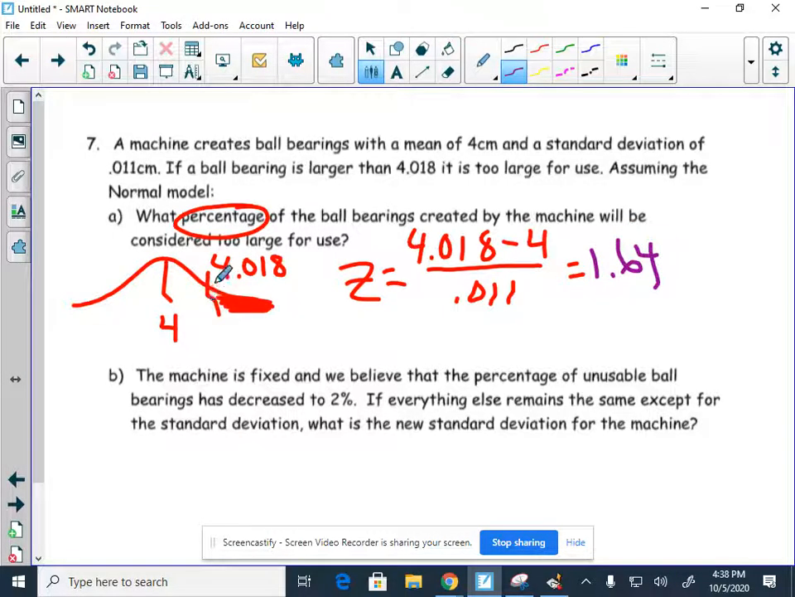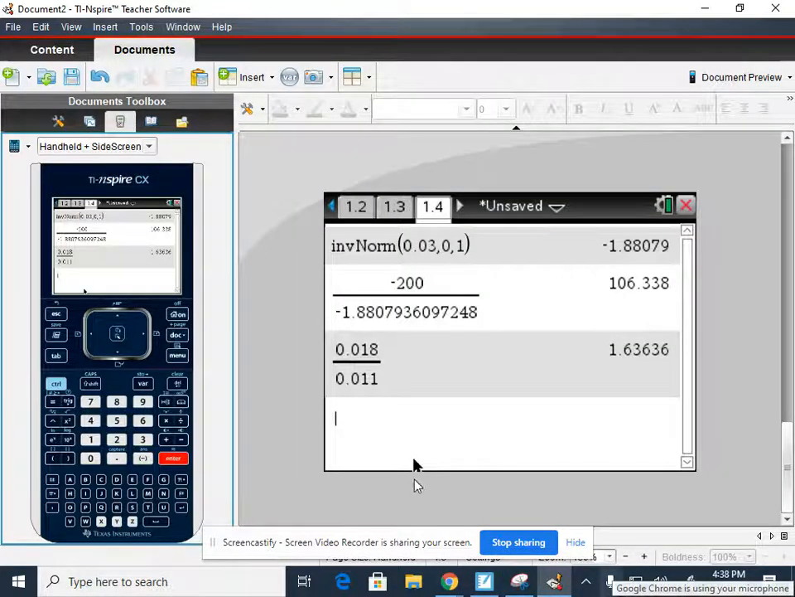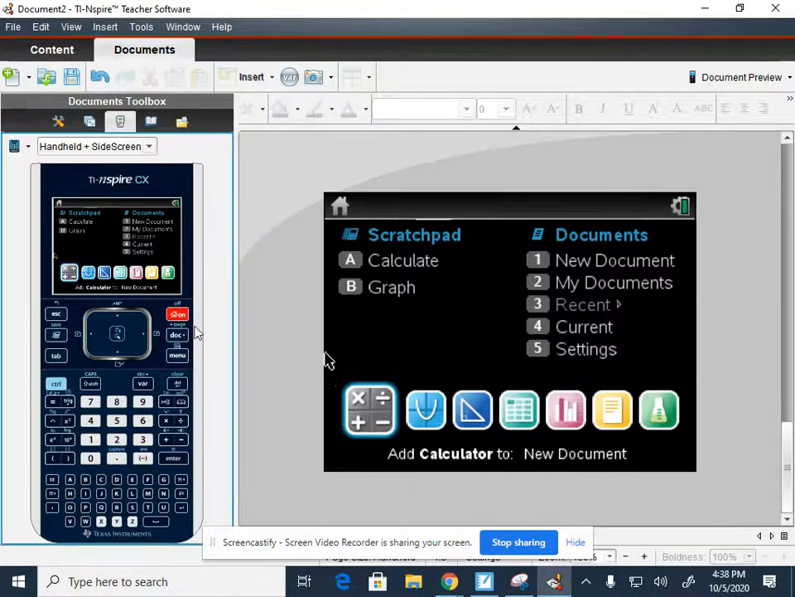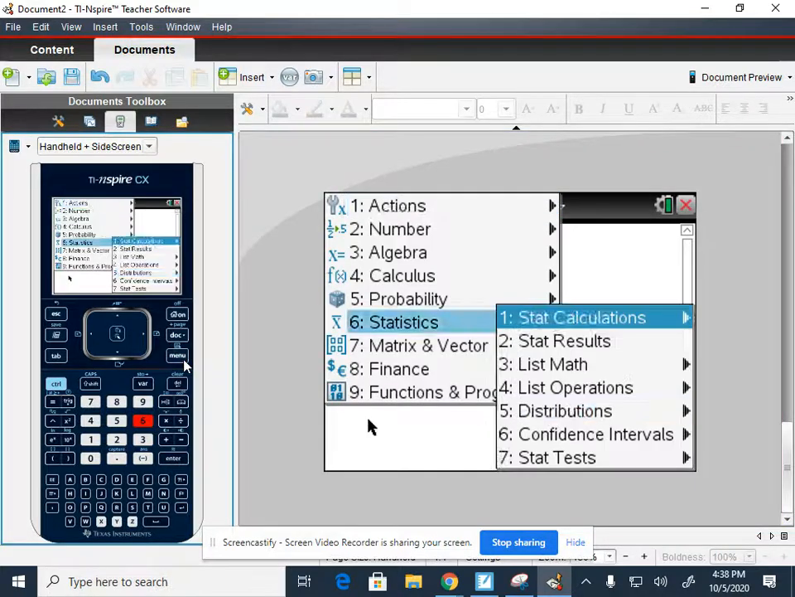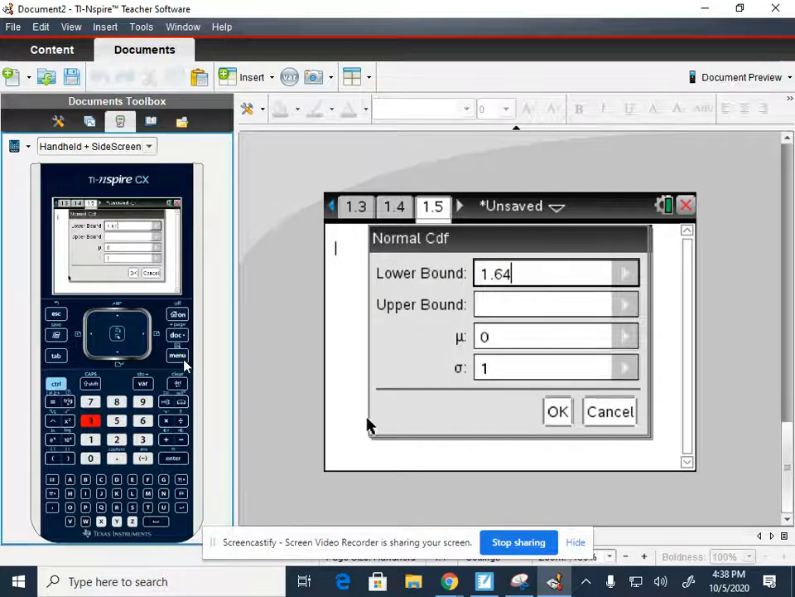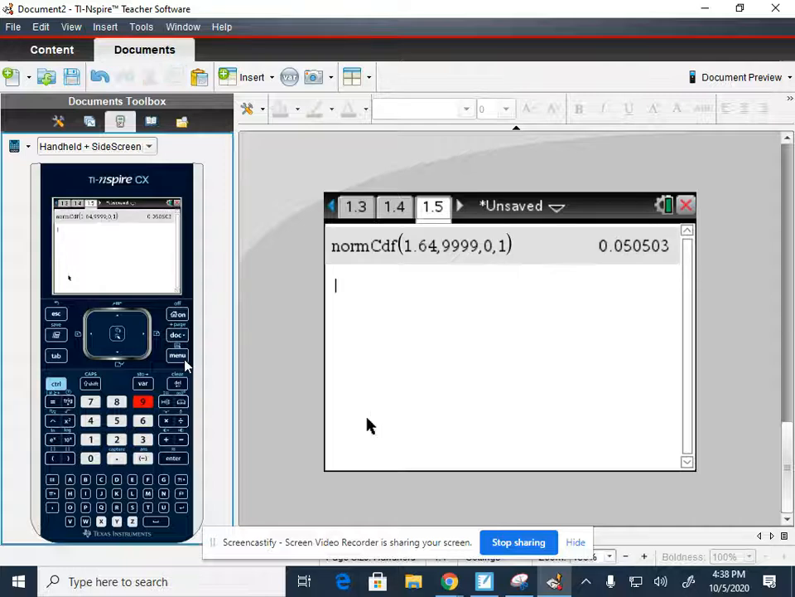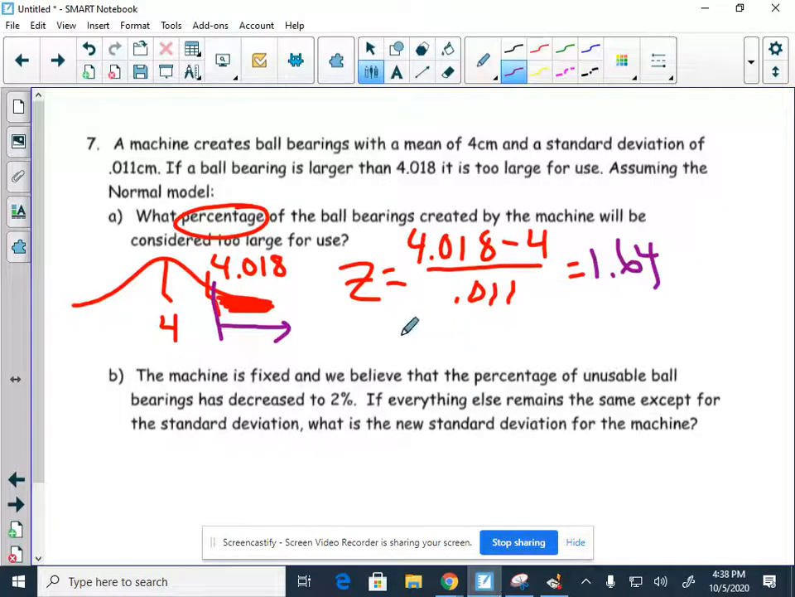Then make sure you get the idea. I'm going from 1.64 on up. So my normal CDF gives about 5%. 5% are too large.